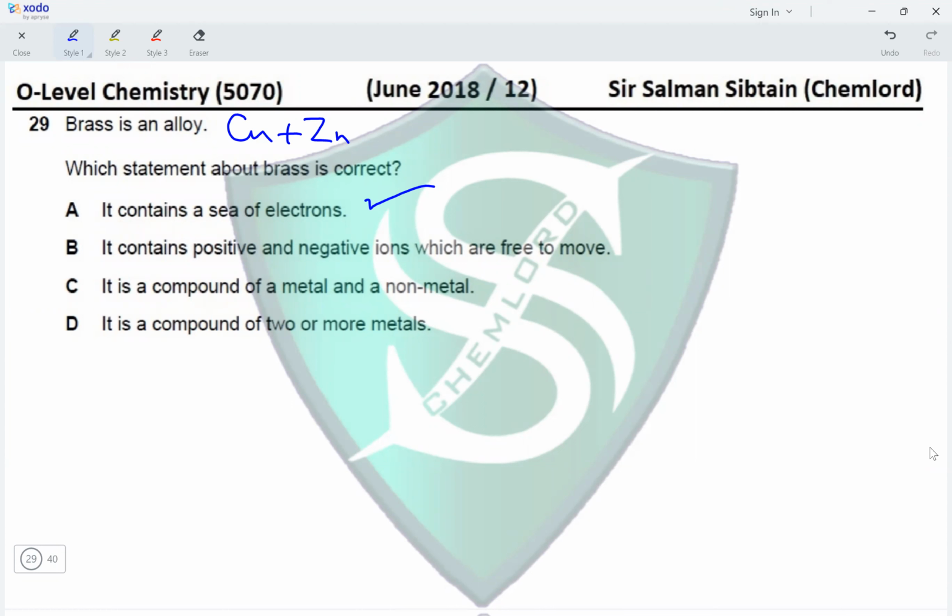It contains positive and negative ions which are free to move. Only electrons are free to move, and it contains positive ions in a sea of delocalized electrons. It is a compound of a metal and a non-metal. It is a mixture of copper and zinc, both of which are metals. It is a compound of two or more metals. It is a mixture of two or more metals. Therefore, the correct option for this question is option A.